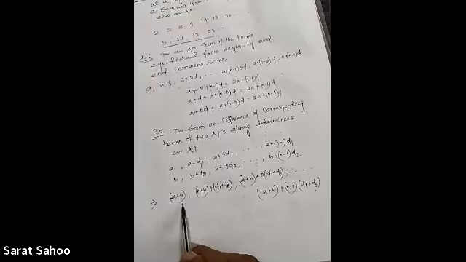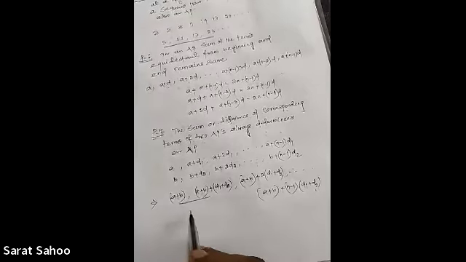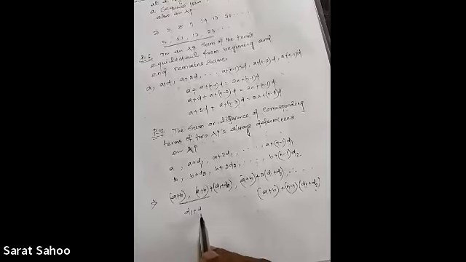Now check whether a common difference exists or not. The difference between the second term and first term is D1 plus D2. The difference between the third term and second term is D1 plus D2. So a common difference exists and the sequence is an AP.